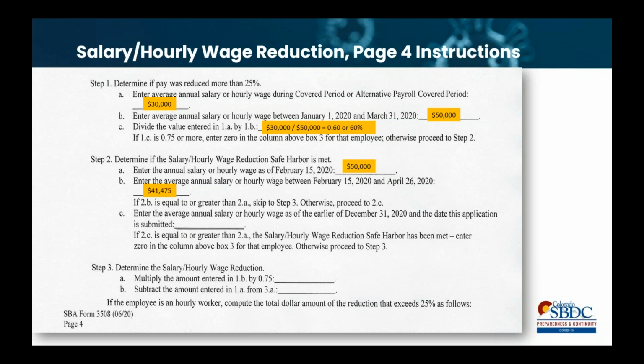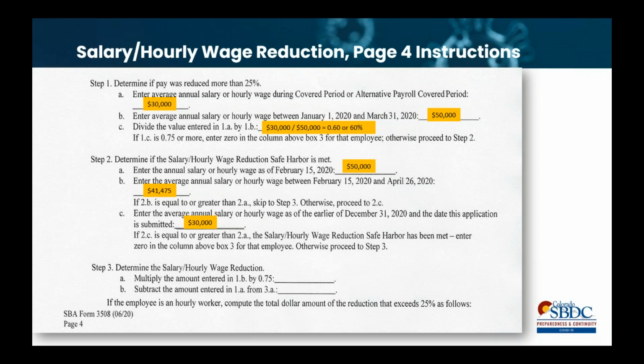If we were able to restore Bob's salary to $50,000 by the date of our application for forgiveness, or December 31st, 2020, whichever is earlier, all is forgiven, and we do not have our forgiveness amount reduced. However, let's say that we have not been able to restore Bob's salary, and he is still making $30,000 per year. So we will enter this amount and move to step 3.